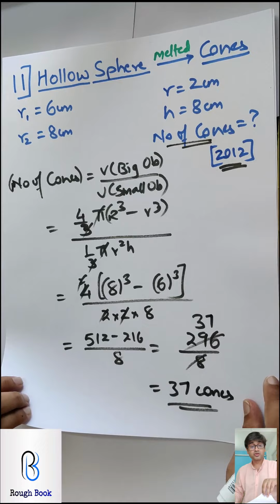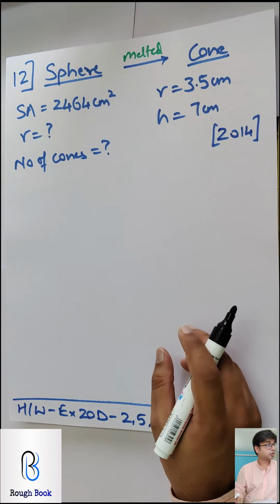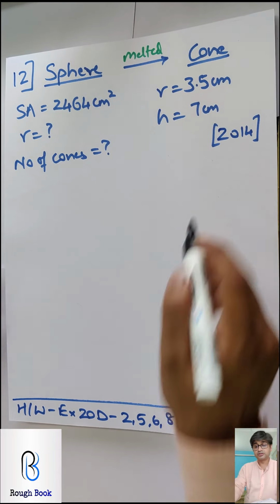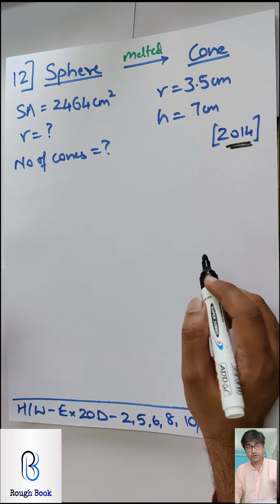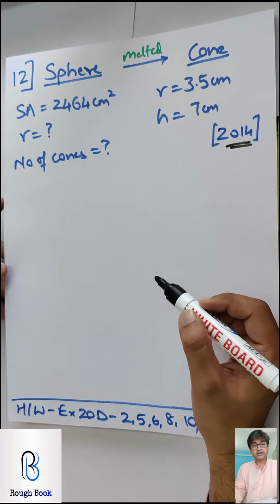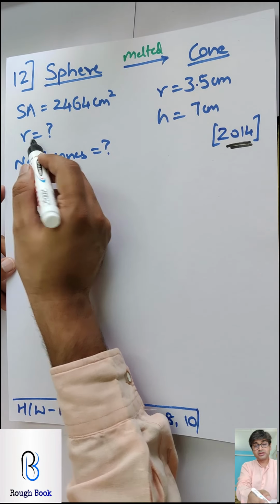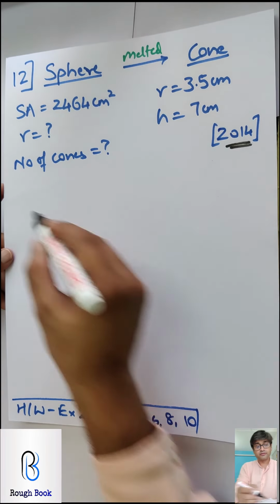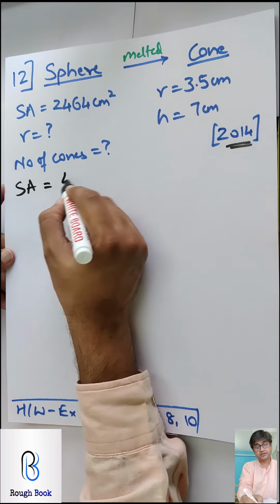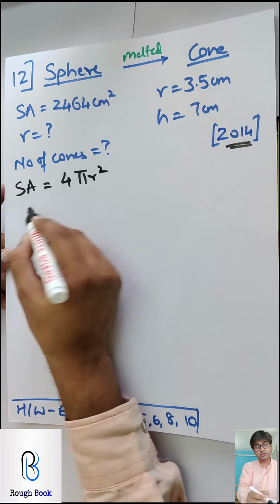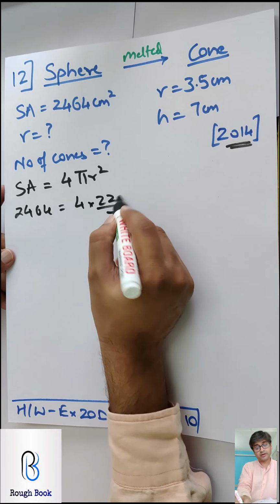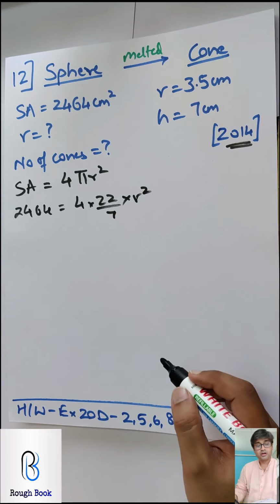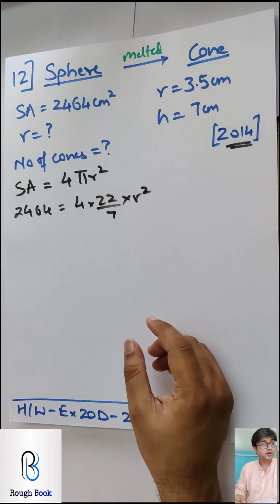Good job. Let's go with the last question, sum number 12. Come on, can you hit it? 2014 board question. Last time, last chance to prove yourself. Sphere surface area is given, get the radius. Once you get the radius, then we will look into the number of cones. So surface area of sphere is 4 pi r square. So 2464 equals 4 into 22 by 7 into r square. Come on, solve this. Get me the value of r.